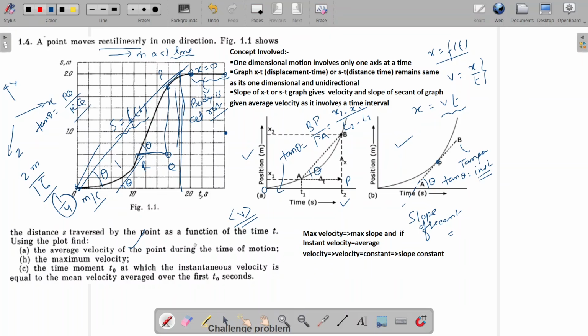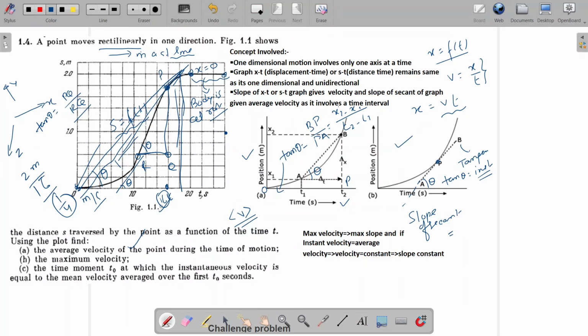Now you need to find out the time at which the instantaneous velocity is equal to the mean velocity over the first 20 seconds. That means we need to find out where the slope of the secant is equal to the slope of the tangent. If I draw a tangent over P, then this tangent will pass straight through the origin. So this is the time at which the slope of the secant is equal to the slope of the tangent. We can say this is 16. This is the 16th second at which the instantaneous velocity is equal to the mean velocity.